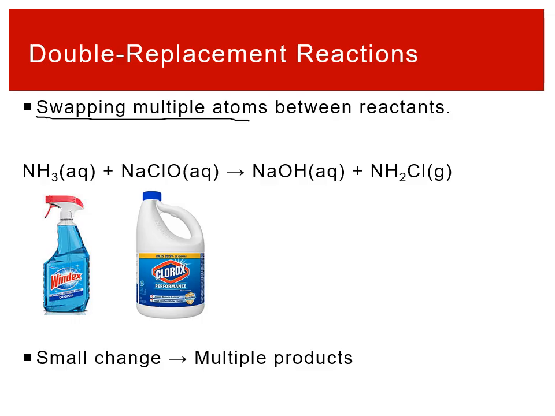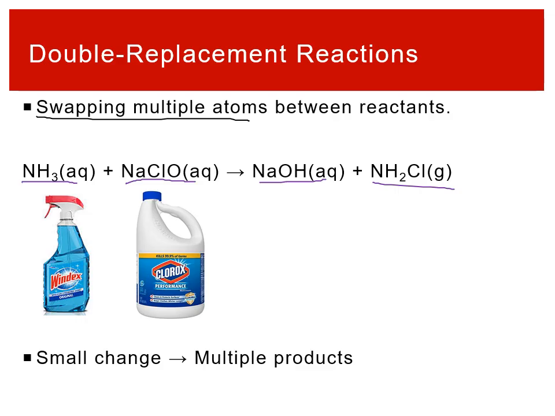You can characterize double replacement because you can see compound plus compound makes compound plus compound. So lots of changes, but you have multiple products. There's no elements involved. Everything is in a compound, reactants and products. And so ammonia plus your sodium hypochlorite, you get sodium hydroxide and this NH2Cl compound. So this would be an example of a chemical reaction that really quickly happens.